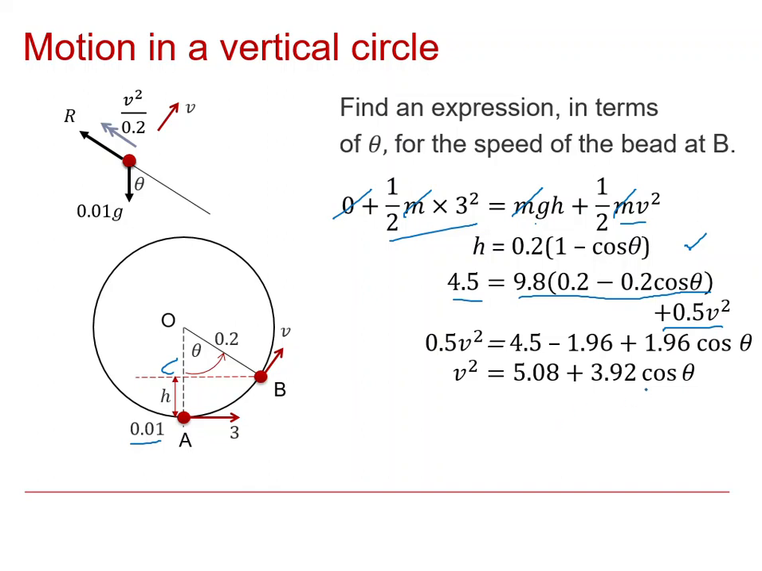Now after that, as theta increases, cos theta decreases. So this term has its biggest value at 3.92 and its smallest value at minus 3.92. So that means that v will diminish as we move round the circle, and when is cos theta minus 1? At the top, when theta is 180 or pi. Thereafter it will go on beyond that and reassume the value 3 at the bottom, by using conservation of energy on the other side.